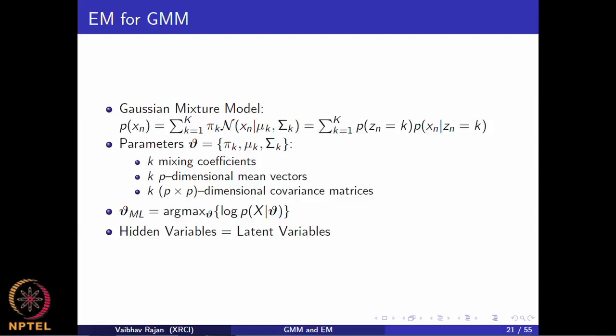Okay. So this is just a reminder, we have the Gaussian mixture model where we want to estimate all the parameters represented by curly theta. You have k components, pi_k, mu_k, sigma_k for each component, right, and what we want to find out is the maximum likelihood estimate.